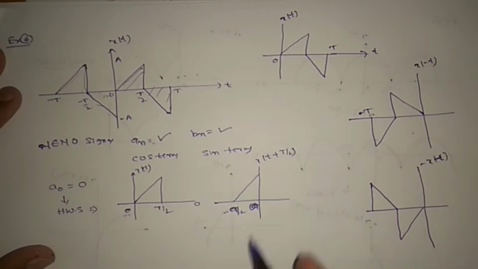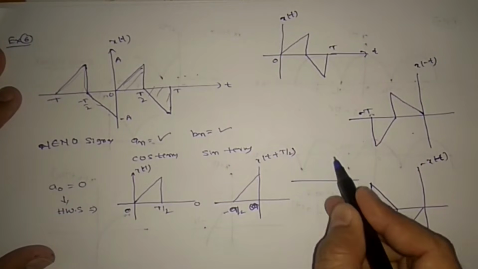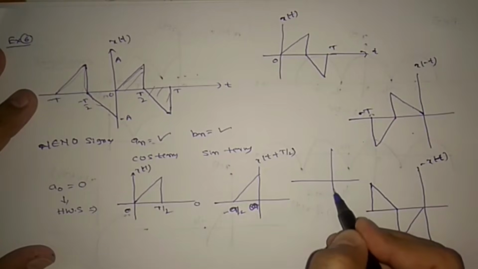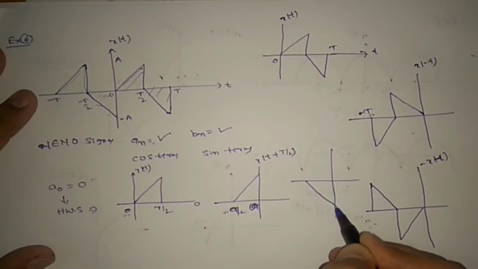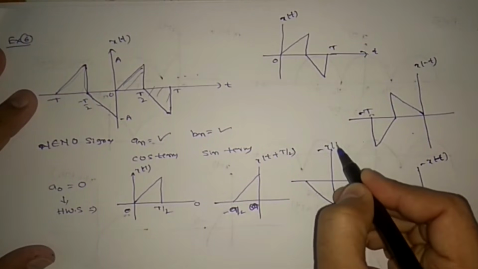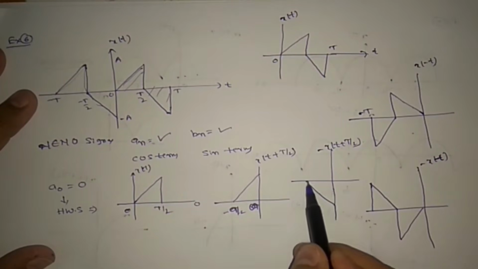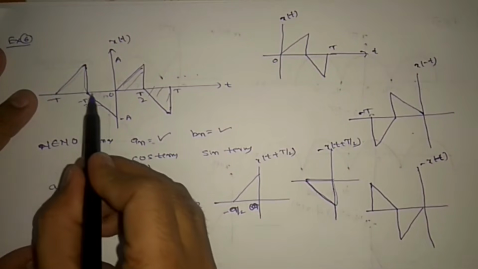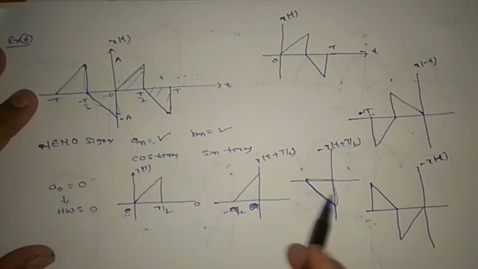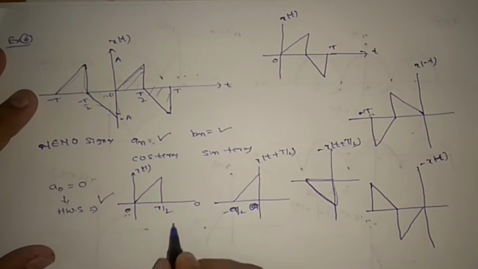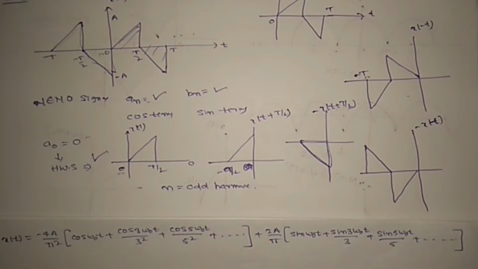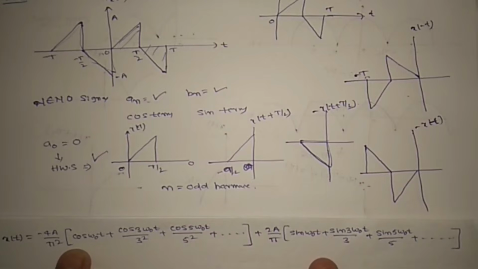Next, I will make amplitude reversal. So I am drawing here. It will come down, this one, so minus x of t plus T by 2. So this part of the signal and this part of the signal both are the same, right? So it is following half wave symmetry, which means you will have odd harmonics. Then you will have this equation.